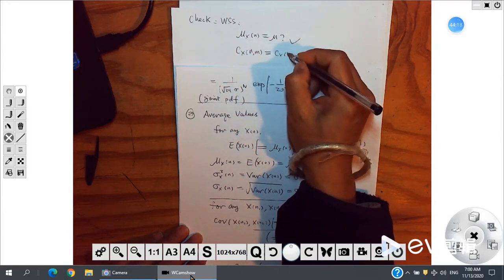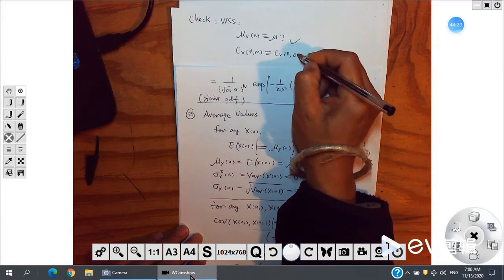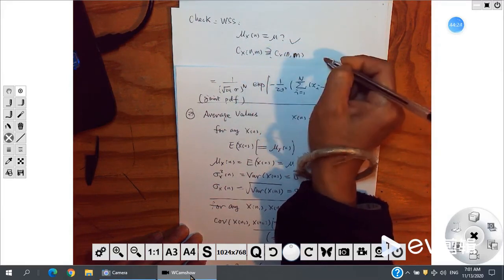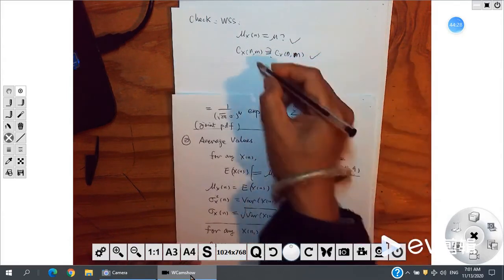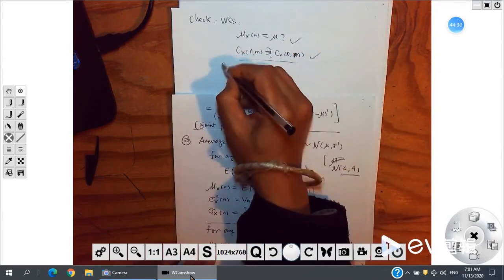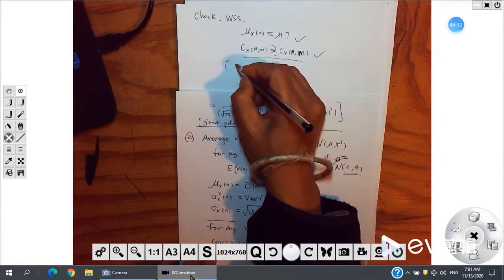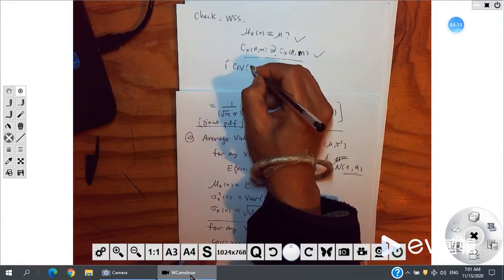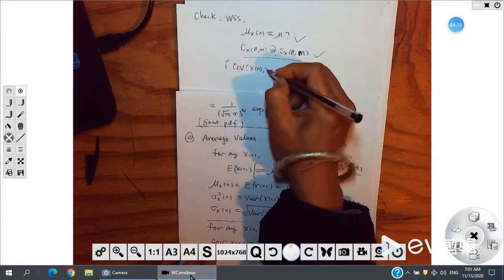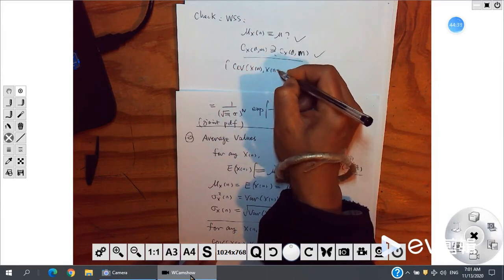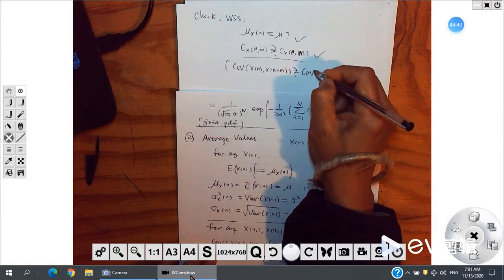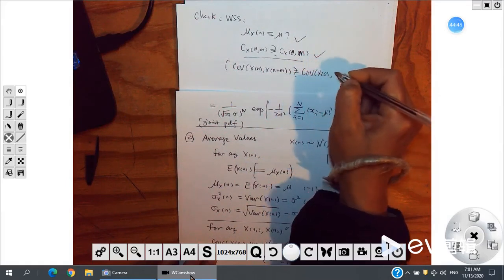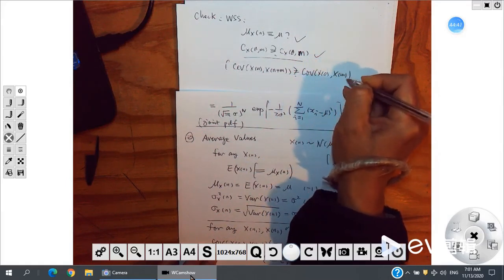Second one, we want to check whether Cx of n, n plus m equals Cx of 0, m. Yes. This one, I gave this formula in the form of covariance. That means the covariance of x of n and x of n plus m equals the covariance of x of 0 and x of m. Whether these are the same.